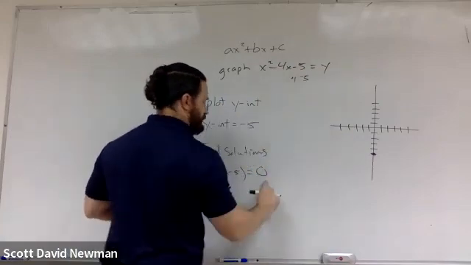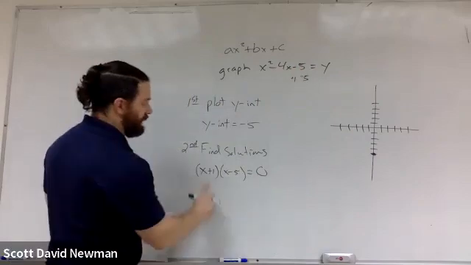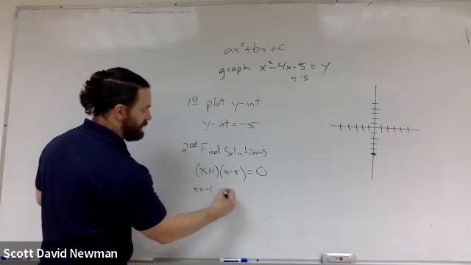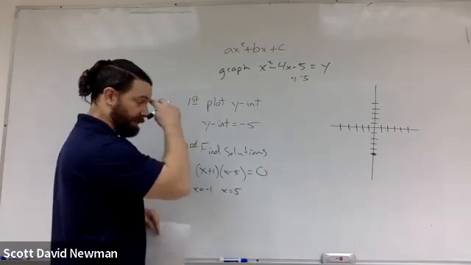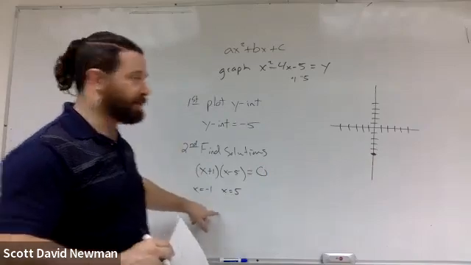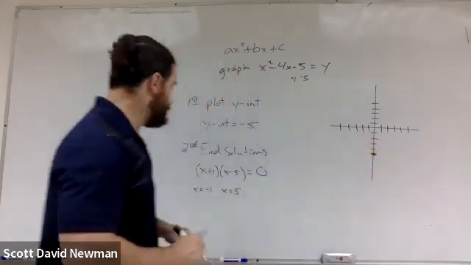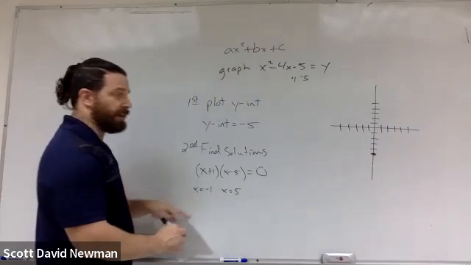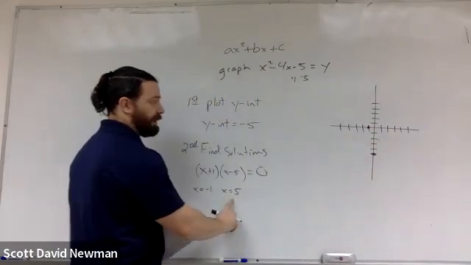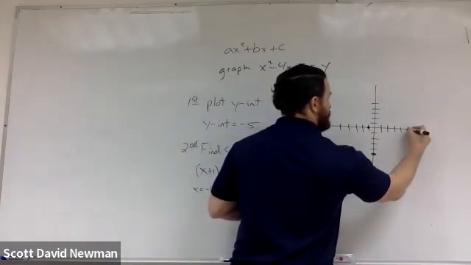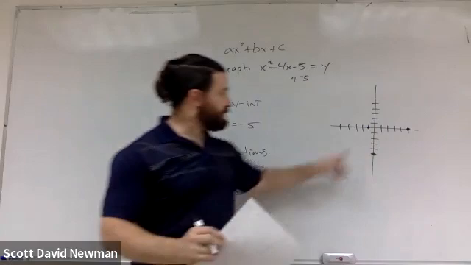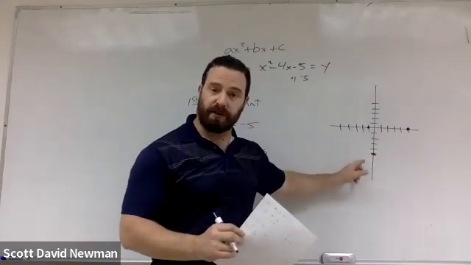Change the y to a 0 now, whatever we're solving. And now I can solve these really quick. I get x equals -1, x equals +5. My 2 solutions are my x-intercepts on the graph. So I have an x-intercept of -1, and I'm going to have an x-intercept of 5. All right, so I've already got my 2 solutions plotted, and I've got my y-intercept plotted.